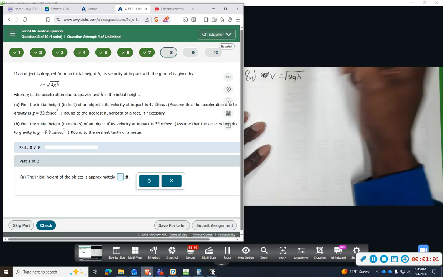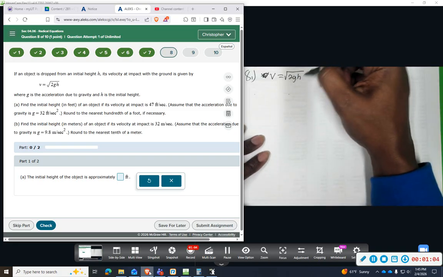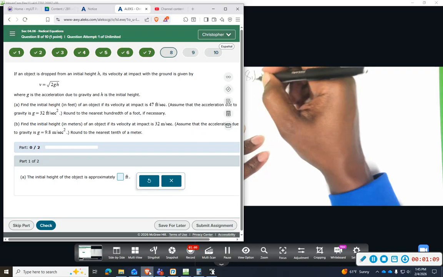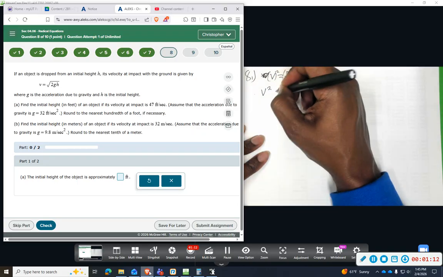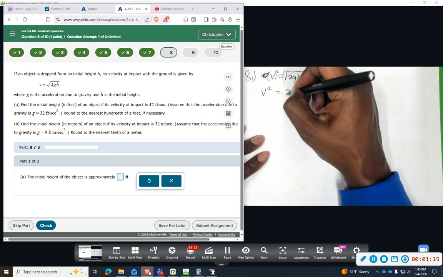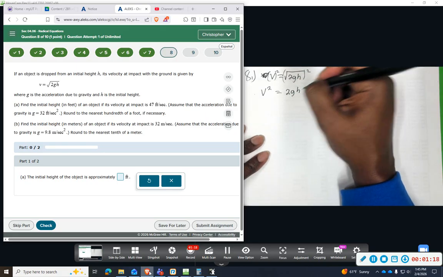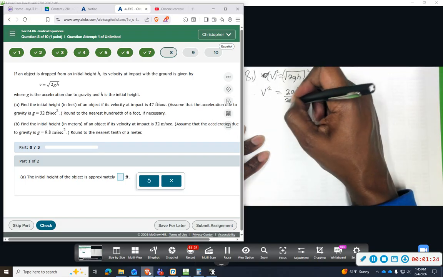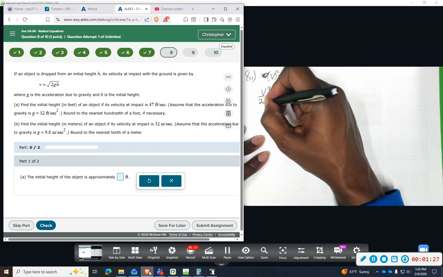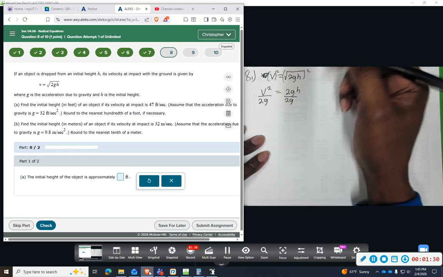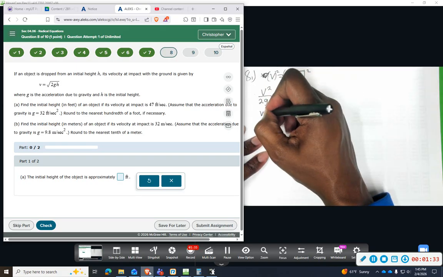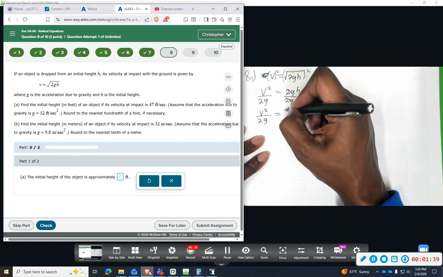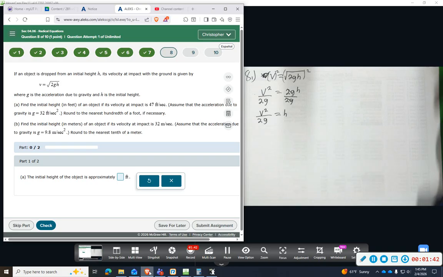It's pretty much the same that we've been doing throughout this problem. H is here in the grouping symbol, so I'm going to square both sides. It's going to give me V squared equals, square cancels out the square root, 2GH. And then to solve for H, all of these are being multiplied. Sorry, divide by 2G. And that would divide out. So we get V squared divided by 2G equals H.